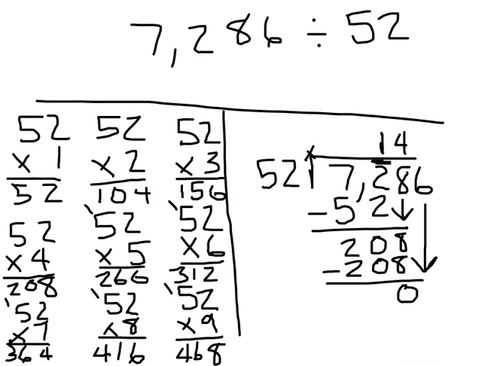I bring down my 6 to divide in the ones place. I can't take any groups of 52 ones out of 6 ones, so I put a 0 in my quotient. 0 times 52 is 0, and I have 6 left over. The answer is 140, remainder 6.